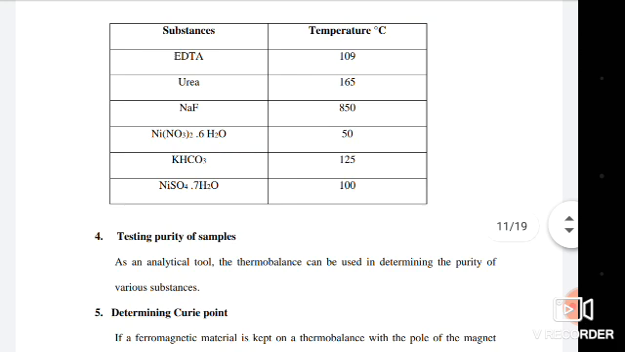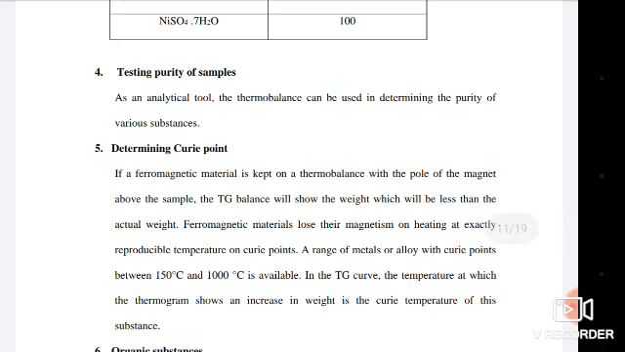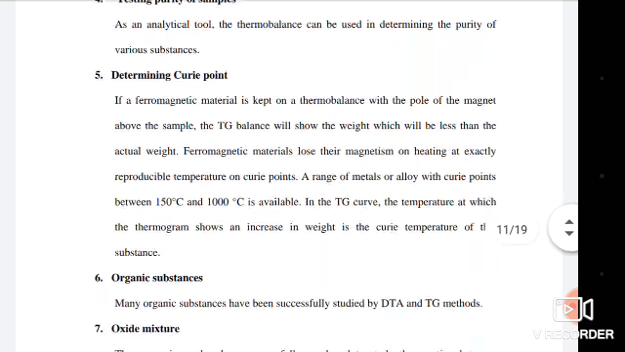So, HDT, that is 109 degrees, then urea 165 degrees, NaF 850 degrees, Ni(NO3)2·6H2O 50 degrees, KHCO3 125 degrees, and NiSO4·7H2O, that is 100 degrees. The next application is testing the purity of a sample as an analytical tool. The thermobalance can be used in determining the purity of various substances.